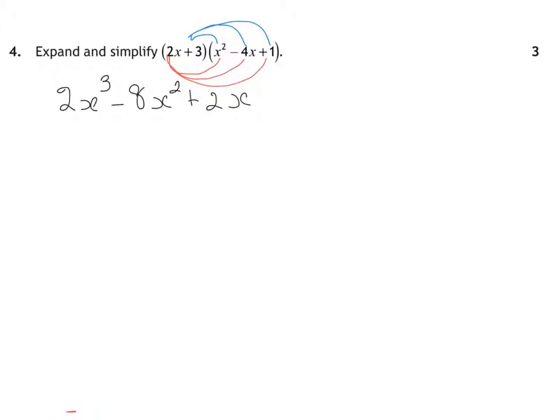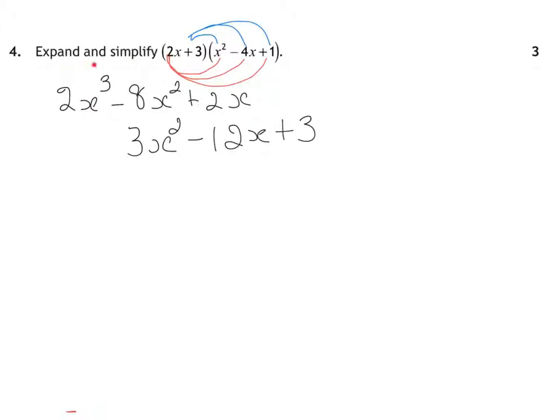Right, now it's time to multiply the second bracket by 3. So we've got 3 times x squared, which is 3x squared. 3 times negative 4x, which is negative 12x. And 3 times 1 is plus 3. Now we need to gather these like terms.